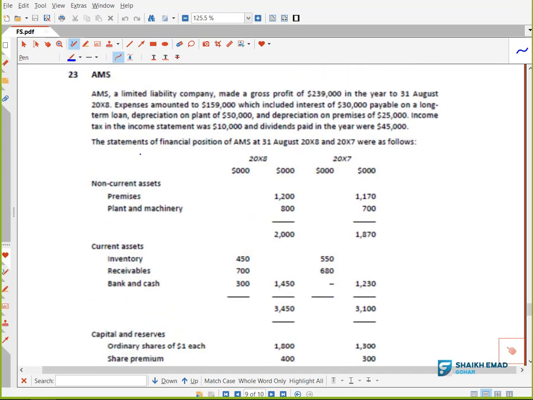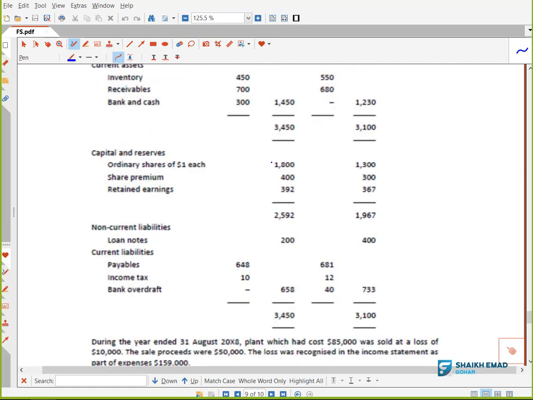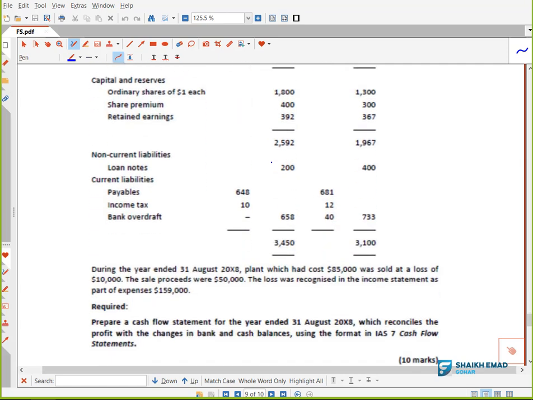So basically this information, this paragraph on the top they have given, this is the income statement, right? In a paragraph. And here they have given you the balance sheet for both the years. Okay. So my friends, there is one more paragraph here. They say during the year, plant which had a cost of 85 was sold at a loss of 10. Okay, this is the adjustment of non-current assets. Very basic adjustment. Let us see what they are talking about.